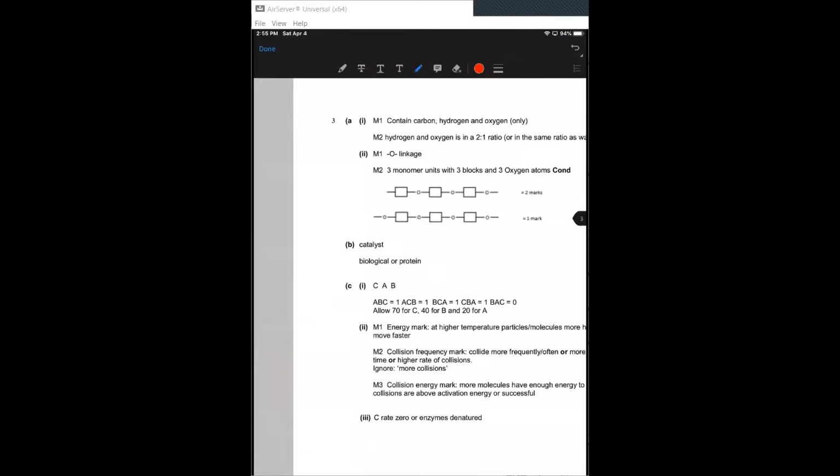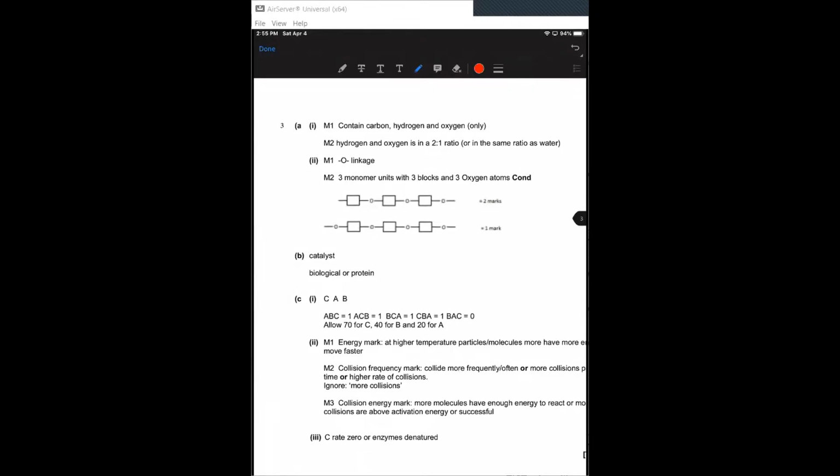Identify two common features in the formula of these carbohydrates. So you have glucose, sucrose, starch, two common features. They contain carbon, hydrogen, and oxygen only. The other feature is that hydrogen and oxygen are in the ratio of 2:1. Okay.